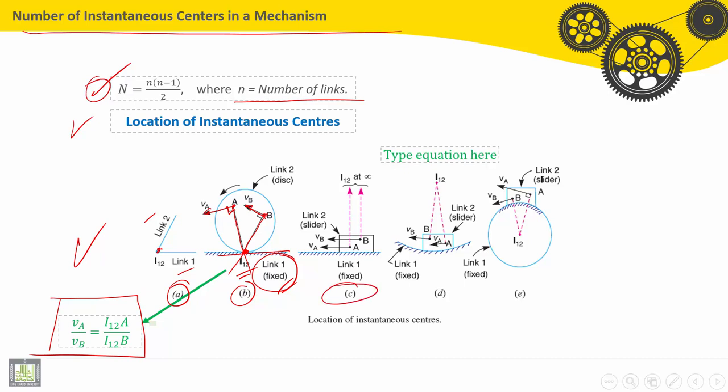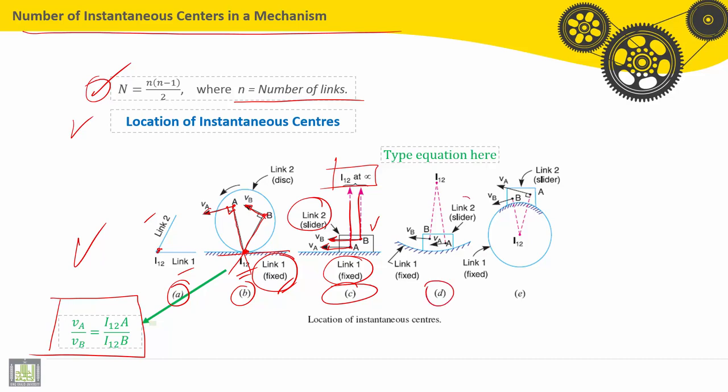Third example, here, a pure translation for a solid slider link 2 about link 1 fixed to the ground. So we can remark here, VA is parallel to VB. So both perpendiculars should be parallel also. They don't intersect. And then the instantaneous center I12 will be located at infinity because it is pure translation, no rotation is there.